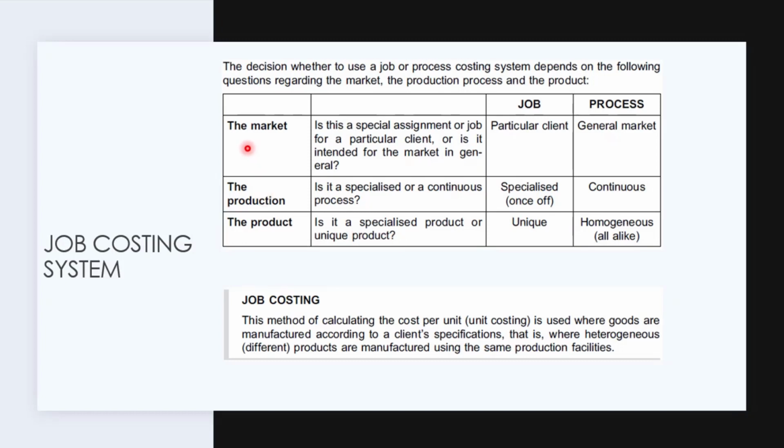So things to consider: it's the market, it's the production. And then the last one is the product itself, is it specialized or is it a unique product? If it's a unique one, it's the same thing with the dress. I would be different from everyone at the wedding. Why? Because I've got a specific fabric, different prints on it, a different style of that dress, and I will be unique. No one will have a duplicate of what I would have made. Whereas under process costing, we will all look alike.